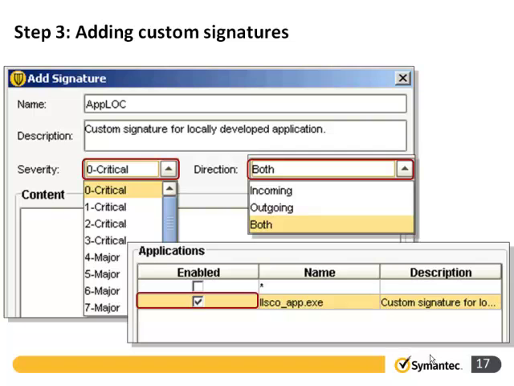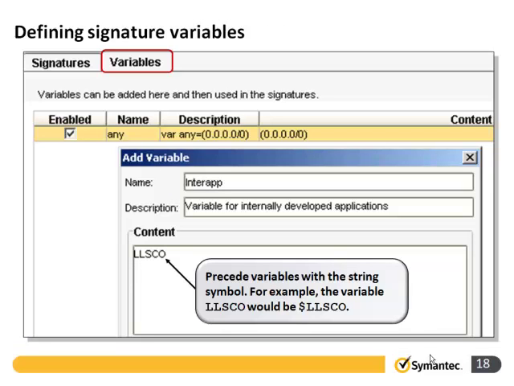And now we can add the individual custom signatures. We can specify how severe this particular signature is, as in its severity, and what direction we're concerned about with the traffic. And then we add in the application. It may well be you wish to define certain variables to be used within these custom signatures, and you can add those in here in the Add Variable section.